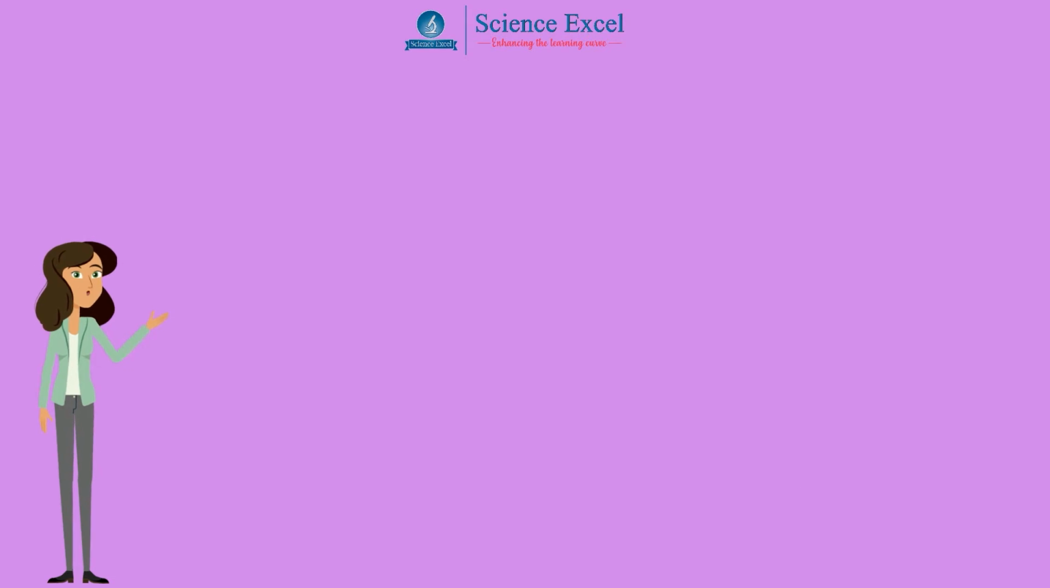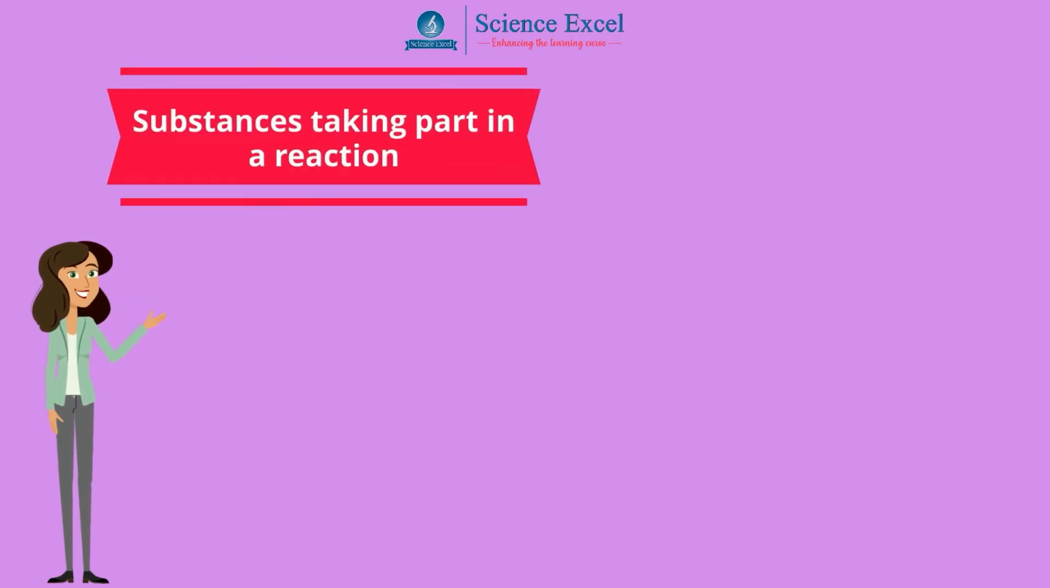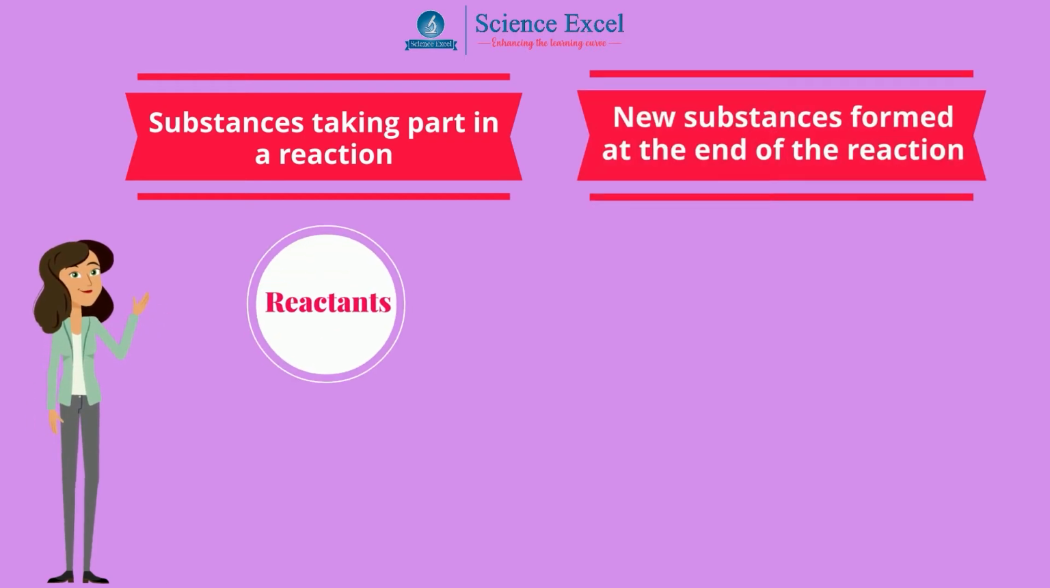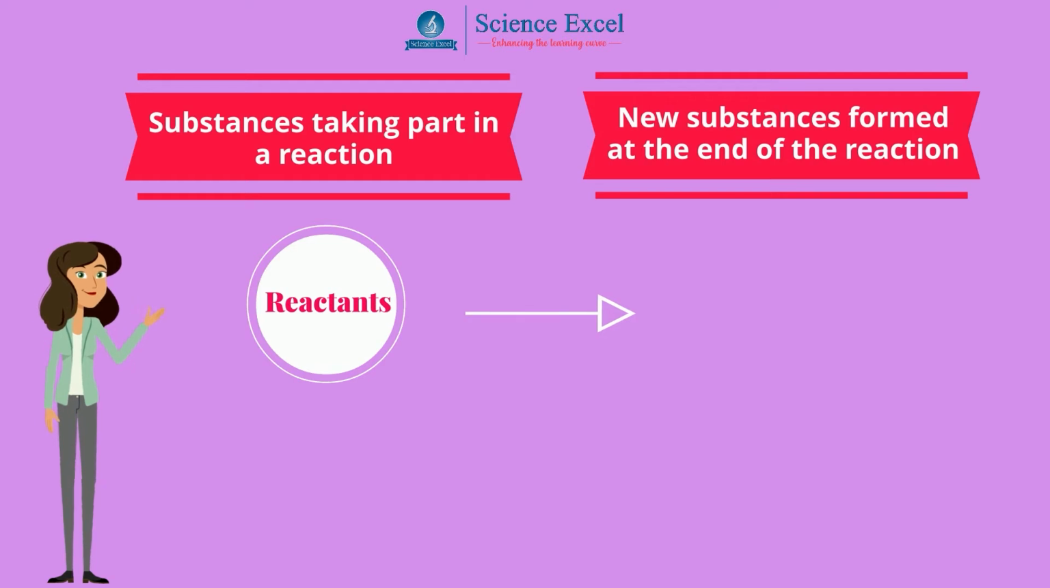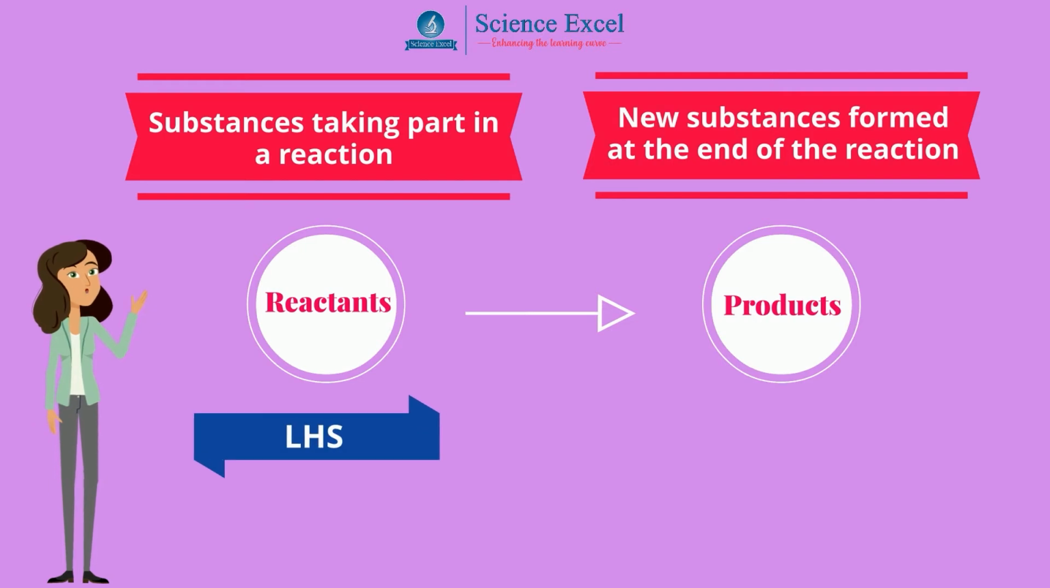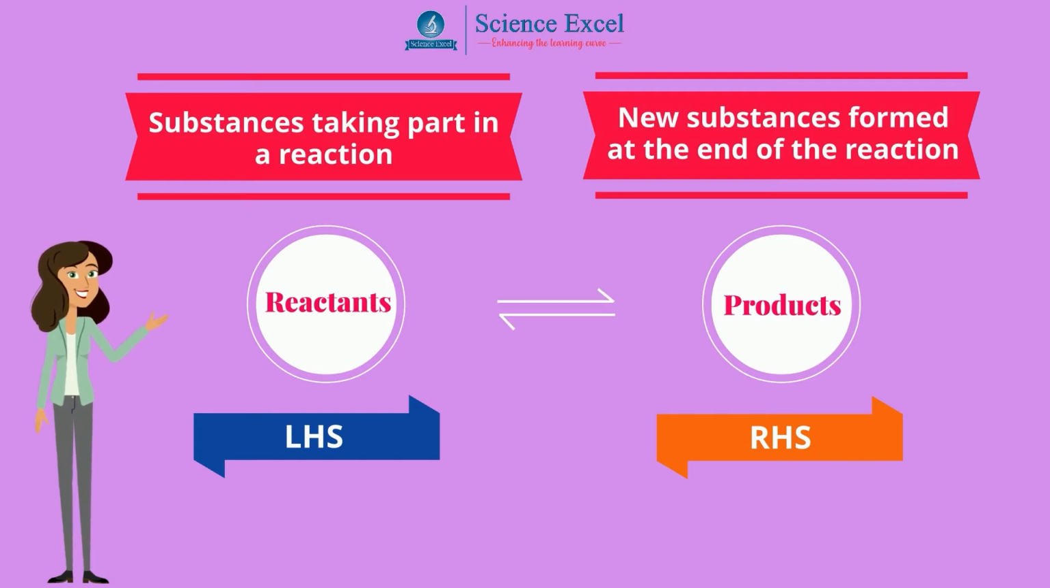Chemical reactions are represented by chemical equations. The substances taking part in a reaction are called reactants, and the new substances formed at the end of the reaction are called products. So, the reactants are on the left hand side, whereas products formed are on the right hand side, which are connected by a one-headed or two-headed arrow.